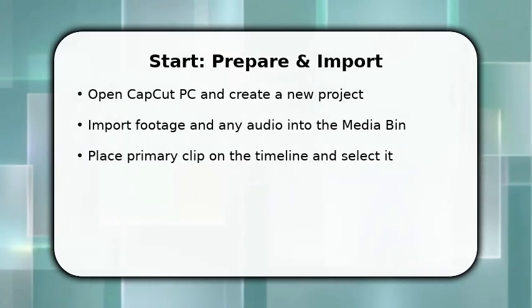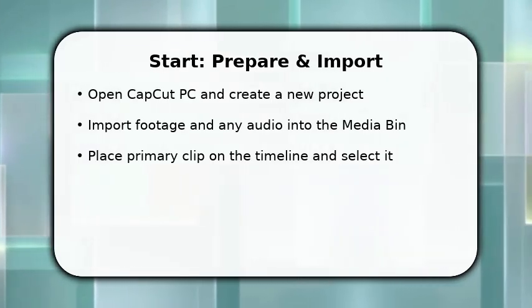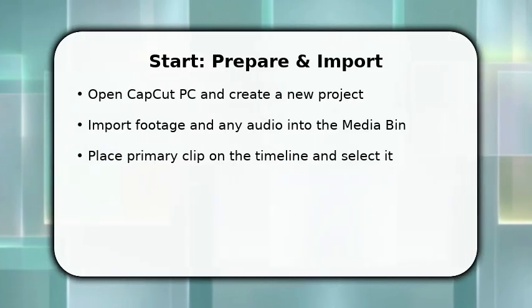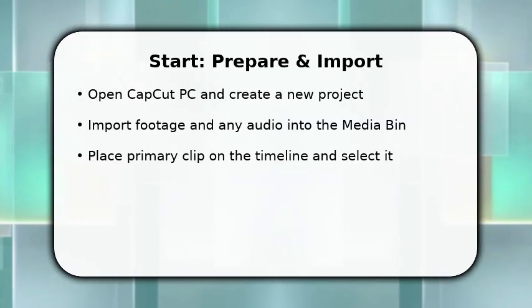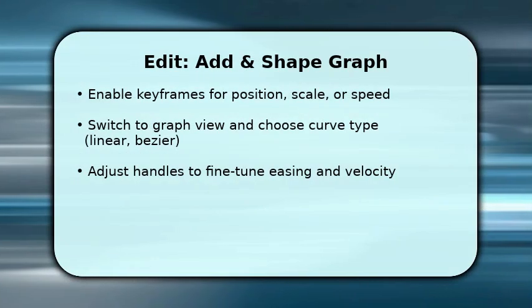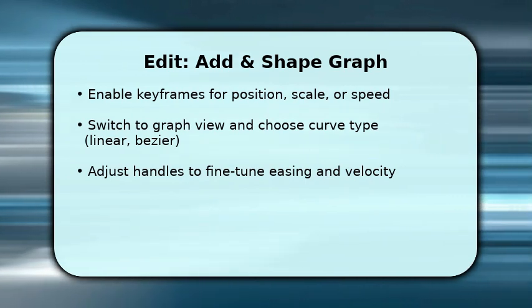Once done, open the effect controls or the animation graph panel depending on your build, because you'll apply keyframes and curves there to shape motion or speed precisely. Now you'll add and shape keyframes. Place keyframes at start and end points for position, scale, or playback speed so the graph has anchors.